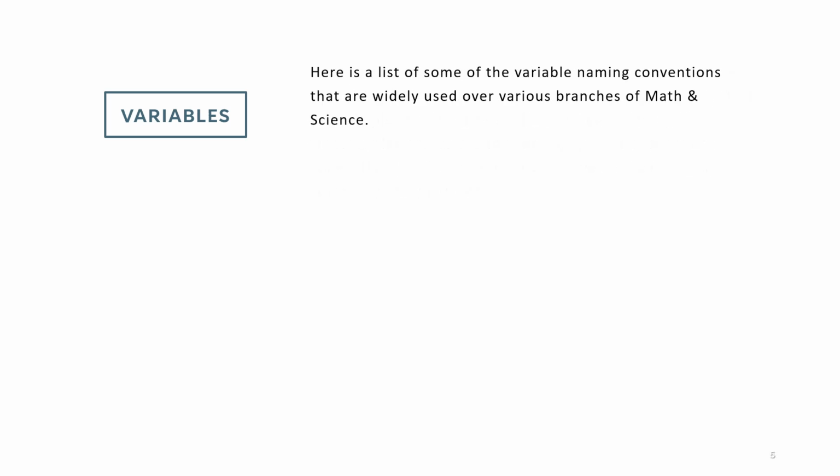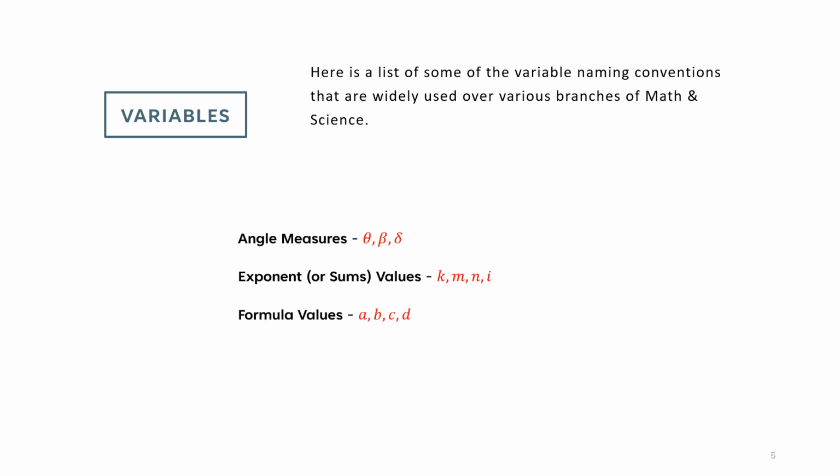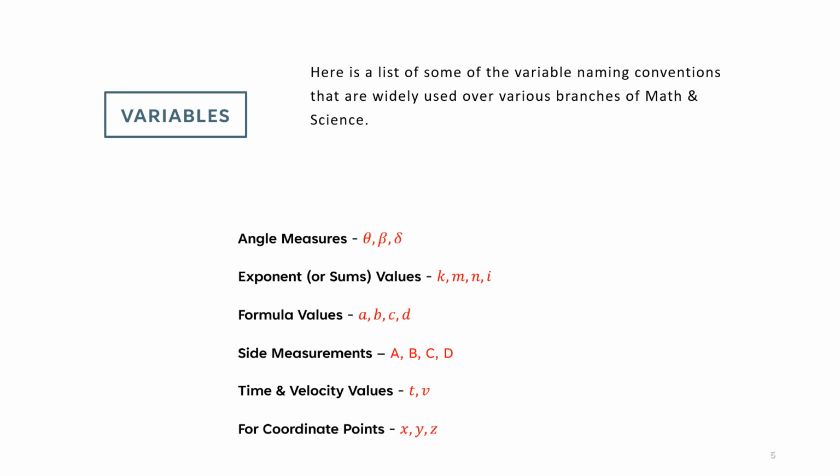Here is a list of some of the variable naming conventions that are widely used over various branches of math and science. For angle measures, we use the symbols theta, beta, and delta. For exponent, or sums, values we use letters like lowercase k, m, n, and i. For formula values, we use lowercase letters, starting from the beginning of the alphabet like a, b, c, d, and so on. For side measurements for shapes, we use uppercase letters starting from the beginning of the alphabet. For time and velocity values, we use lowercase t and v, and for coordinate points, we use x, y, and z.